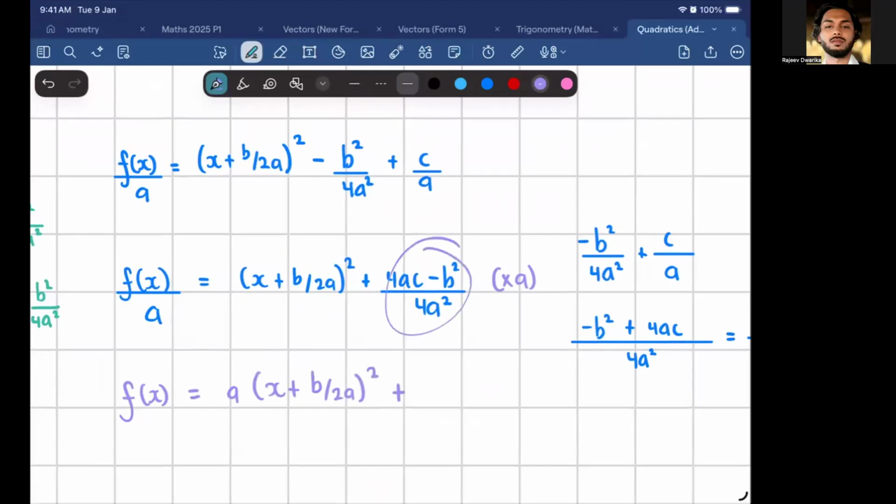Nice. Now take your time with this one, right? So 4ac minus b squared. Tell me, Caleb, 4a squared. What's another way I could write 4a squared? a squared is the same thing as what? a times a. And we're multiplying by a on top. So what's going to happen here?